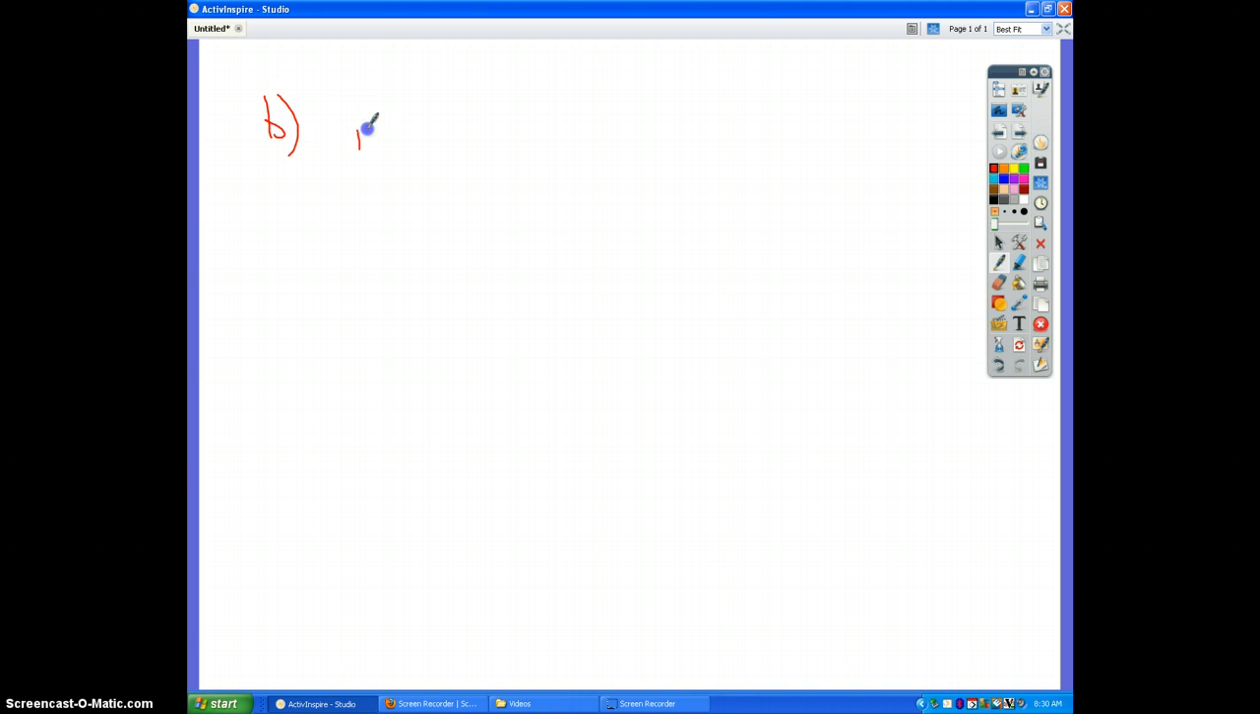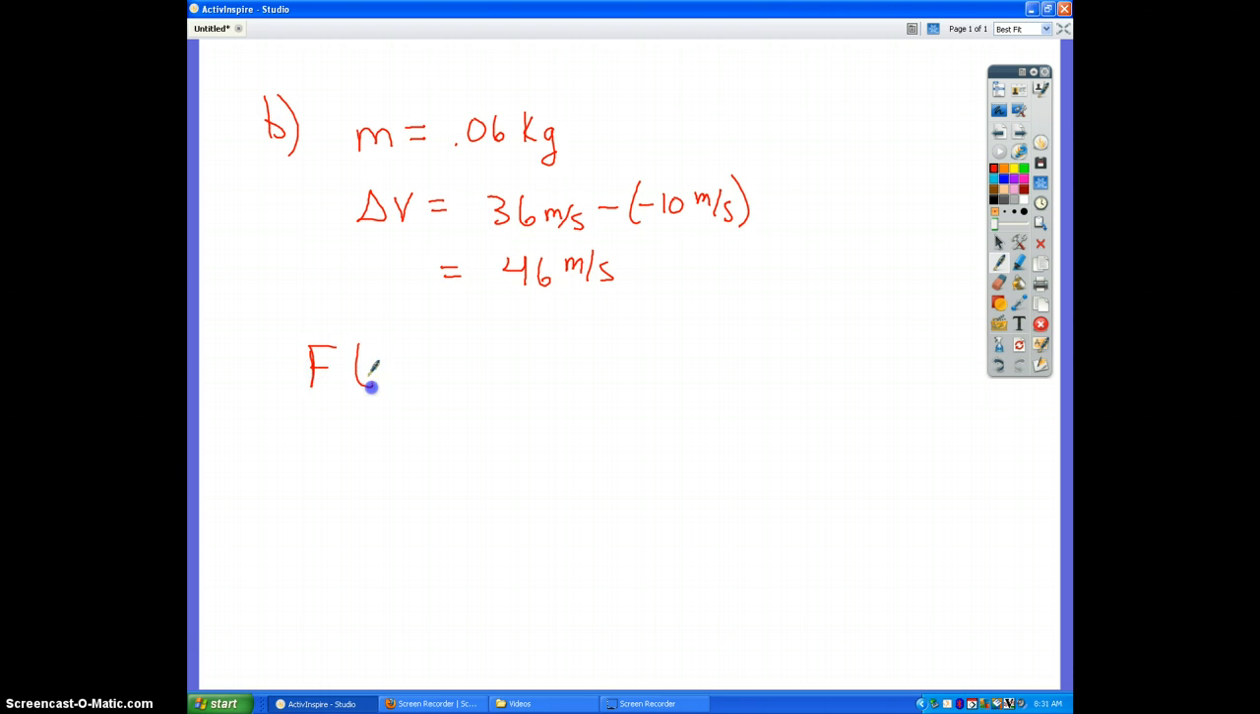Remember from previously, we know our mass is equal to 0.06 kilograms. We also know that the change in speed from the previous part of the problem was 36 meters per second minus negative 10 meters per second. If you go ahead and calculate that, you'll get 46 meters per second because it's 36 minus the negative 10. We'll go back to our equation where we can relate the force times time, which is impulse, is equal to the mass times the change in velocity.